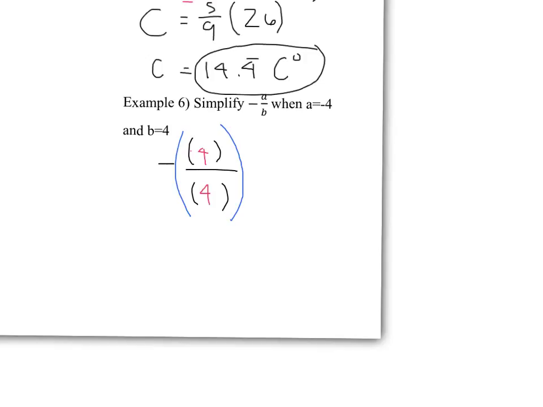So the first thing we're going to do is simplify that division. We're going to simplify -4 divided by 4, which is going to give us -1. But I'm going to bring down my negative sign, remembering that there's an imaginary coefficient of 1 in front of this parentheses. And what is -1 times 1? It is 1.